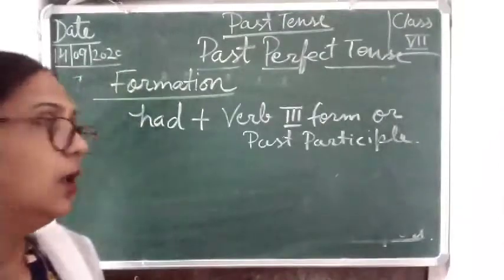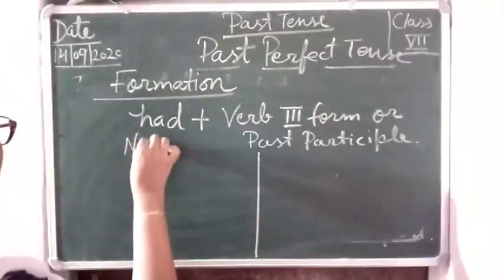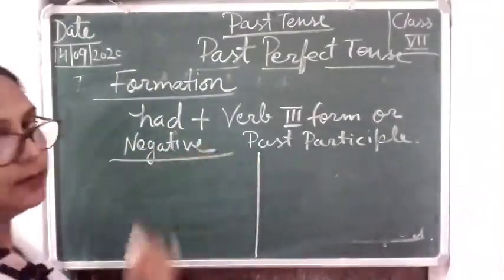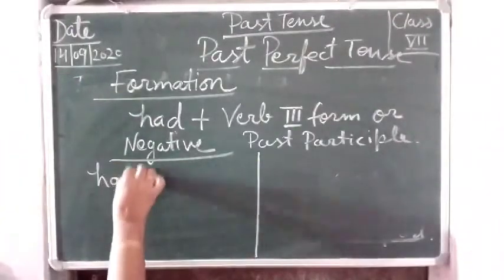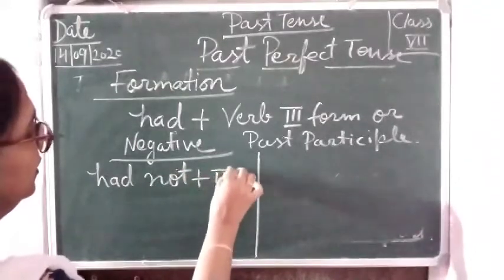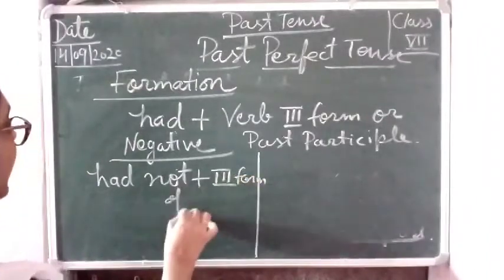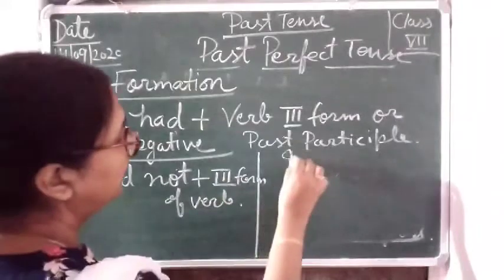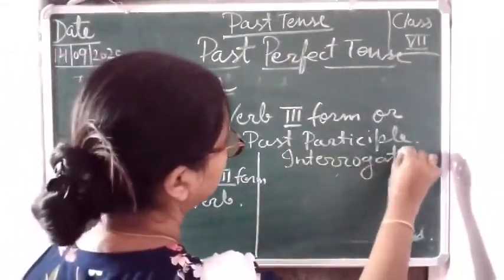So whenever we are talking about how to make a negative sentence in past perfect tense, always remember, had not plus third form of verb. Now interrogative, how is it?